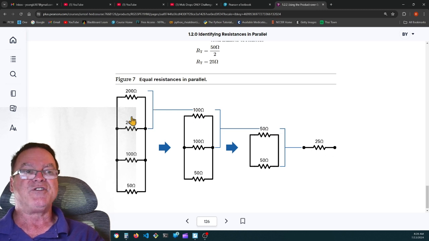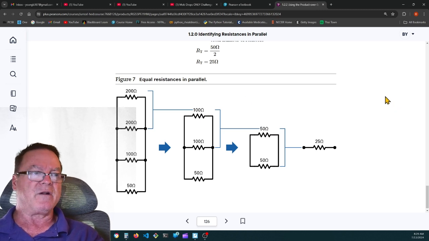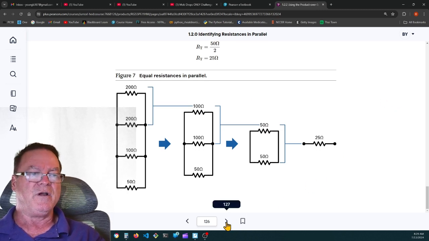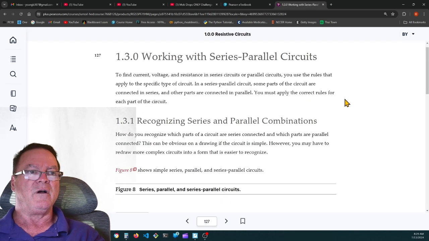So anytime you have multiple resistors of the same value in parallel, you can divide that value by the number of resistors in parallel, and it'll give you the total ohmic value.